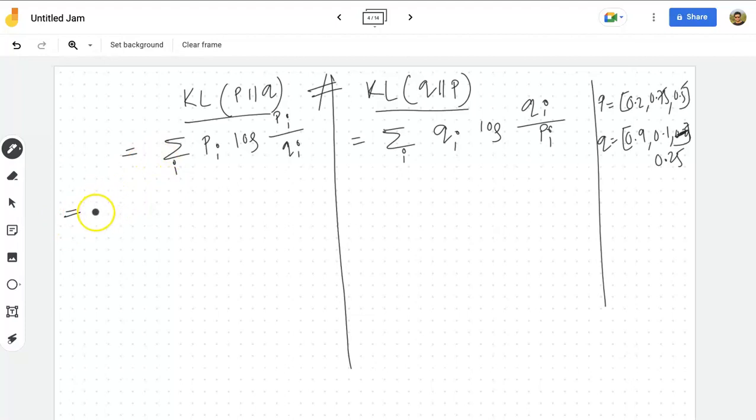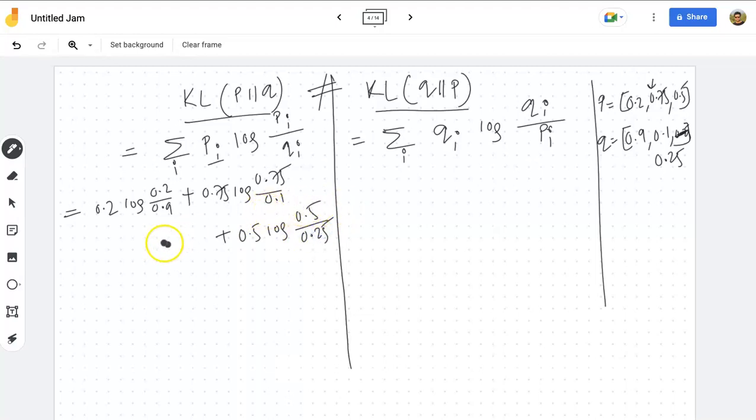For the first one it will be 0.2 log of 0.2 by 0.9, plus for the second P, what is the second P? It is 0.75. So it will be 0.75 log of 0.75 corresponding to Q, what is the Q? It is 0.1. Plus the last is 0.5 log 0.5 by 0.25. And you just need to calculate all the values and you will get the answer.